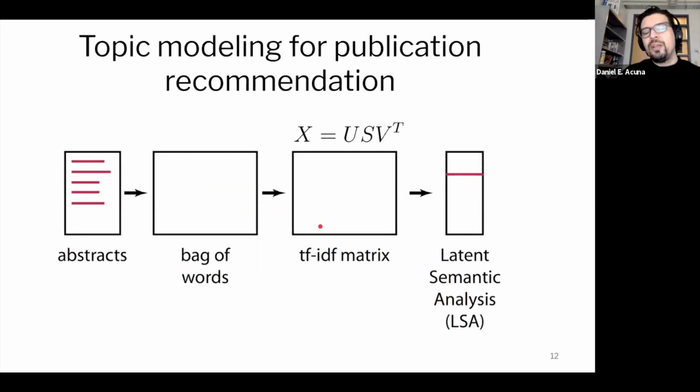And then we compute something called a TF-IDF matrix, which basically lowers the importance of words that are very common across the publications. So things like stop words will get a really low weight, even though they're very popular. And then we do something called latent semantic analysis, which is basically a matrix factorization of this huge matrix.